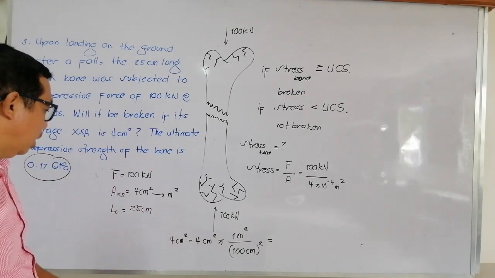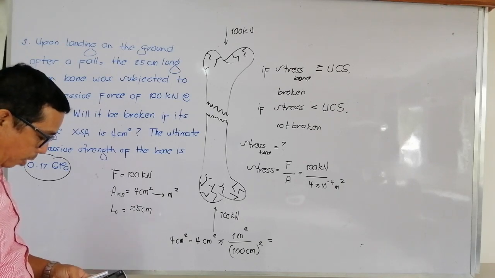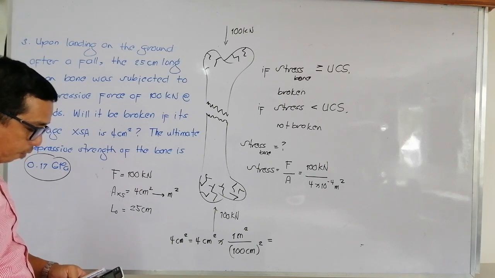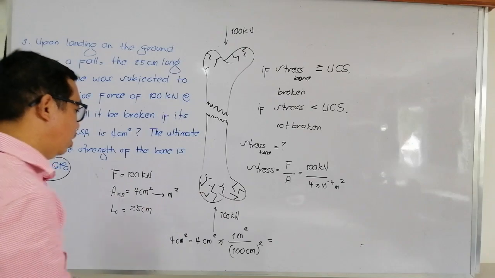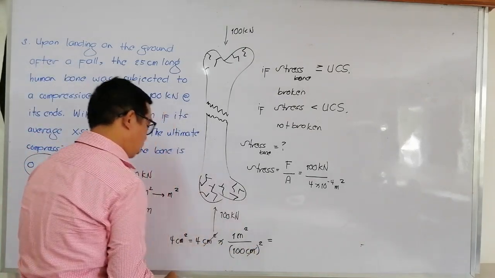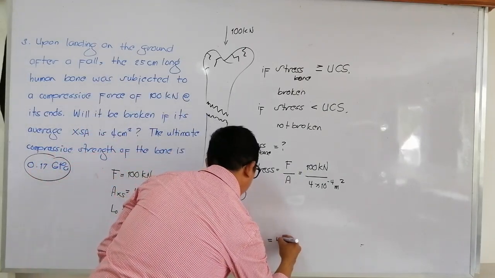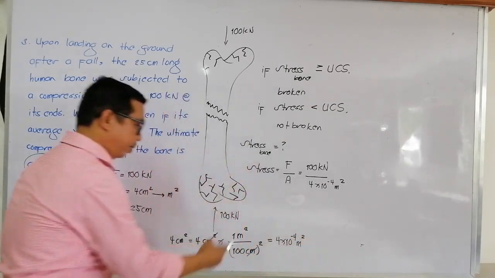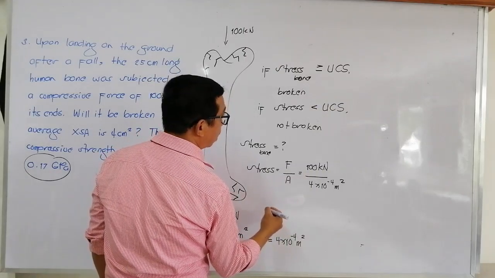But, check natin. So, 4 divided by 100 squared, we can have this cancel. We are again at 4 times 10 to the -4 meter squared. Yeah. Now, going back, ano magagawa natin sa stress?